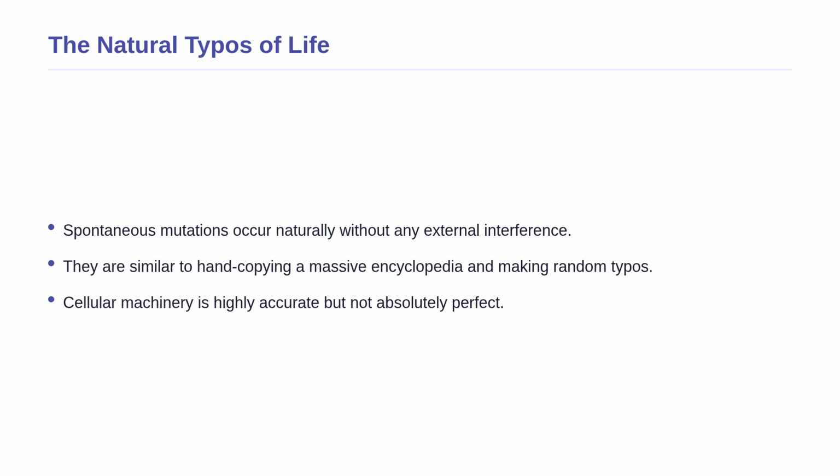Spontaneous mutations are naturally occurring changes in the DNA sequence that happen without any exposure to external mutagenic agents. The cellular machinery that copies DNA is incredibly accurate, but it is not absolutely perfect. Sometimes, without any outside interference, a random mistake slips through the proofreading process. These unprompted typos form the baseline of genetic change.